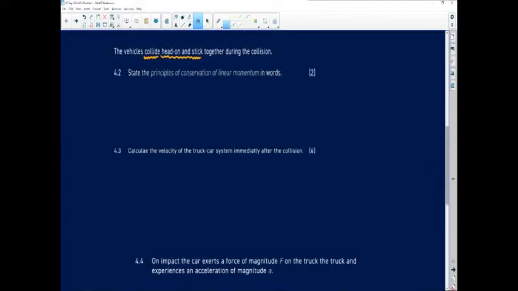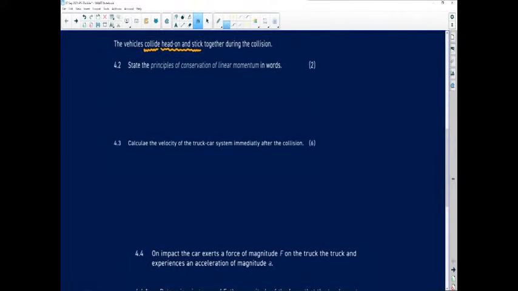But before they want any further calculations, they say we must state the principle of conservation of linear momentum in words. So let's just state this one, the definition. So the total linear momentum remains constant in an isolated system.